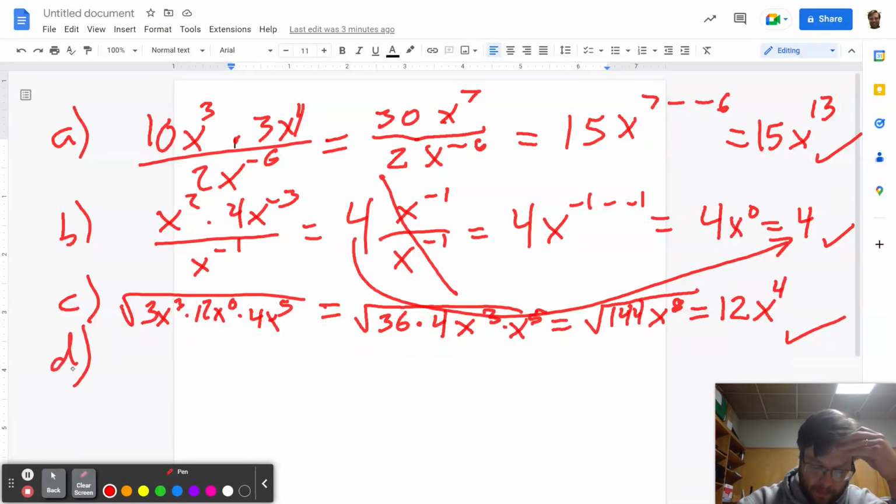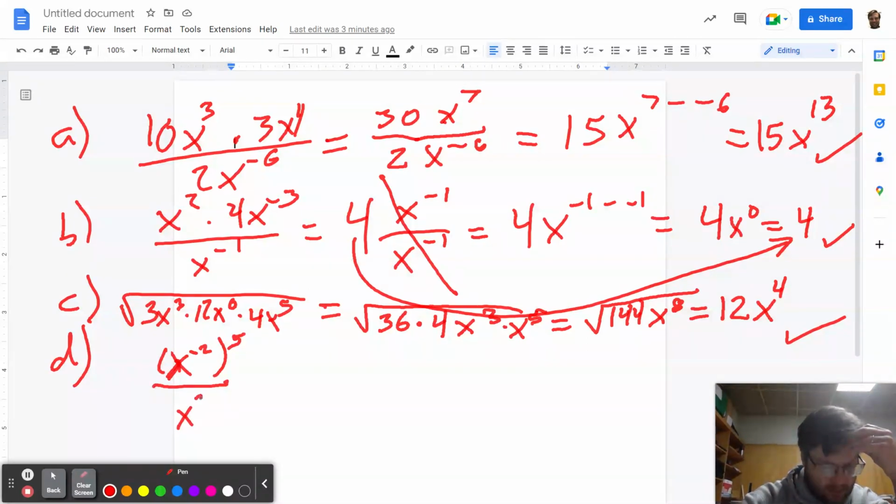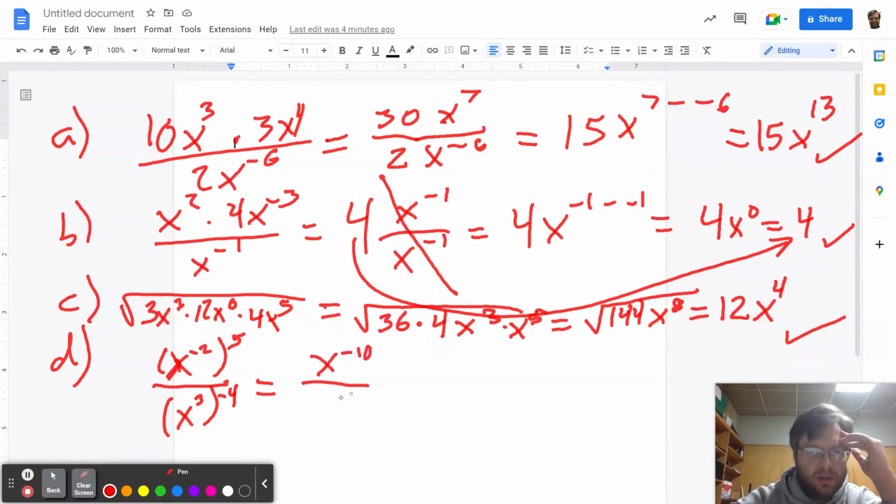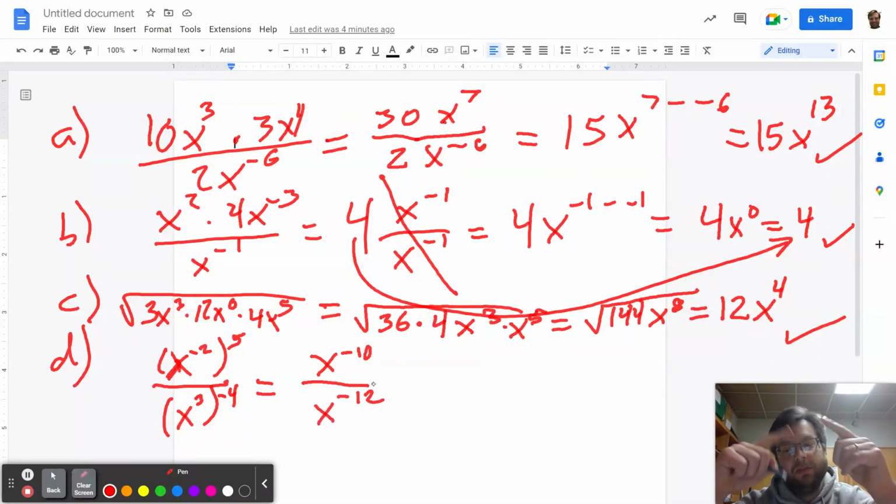Last but not least, we've got x to the negative 2 raised to the 5th, over x to the 3rd raised to the negative 4th. Here I've got a power raised to another power, and so that becomes x to the negative 10. And the same idea on the bottom, x to the negative 12. When you have a power raised to another power, you multiply those two exponents together.